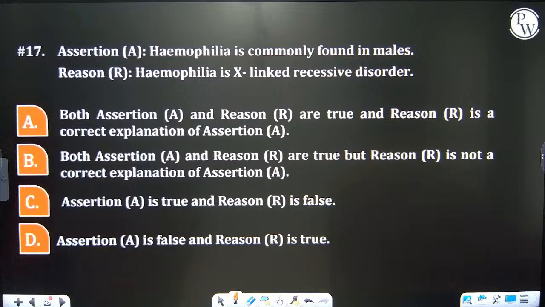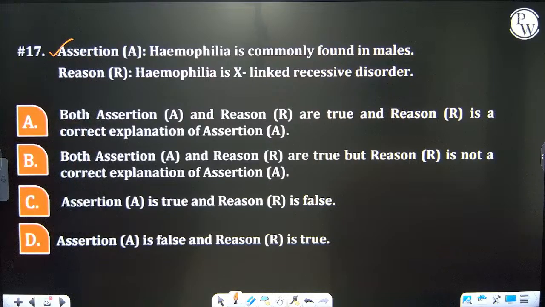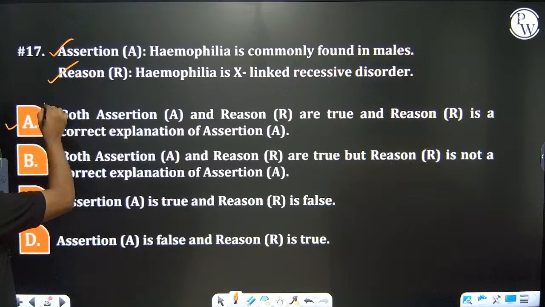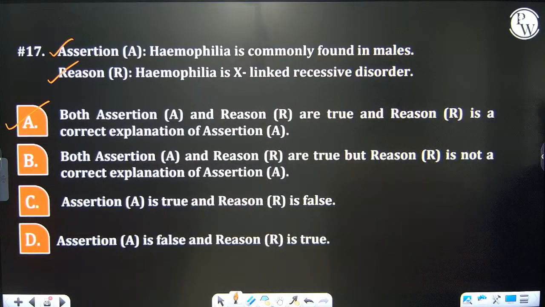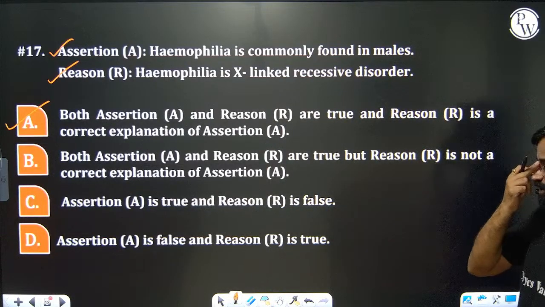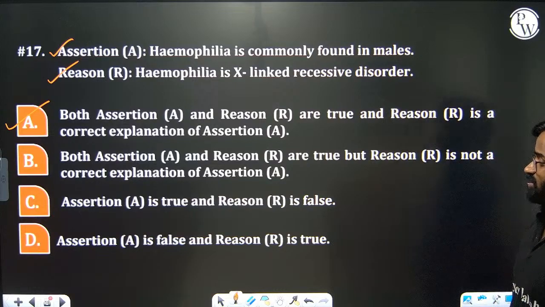Hemophilia is commonly found in males, which is true as a statement, and the reason is hemophilia is an X-linked recessive disorder because of which males are mostly affected and females are usually carriers, which is a right explanation as well. So I would go with A as the answer. Both the statements are true, and the reason statement is the right explanation of the assertion as well.